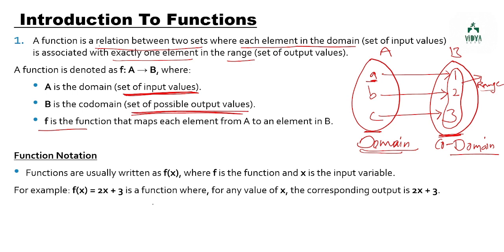Remember, function means exactly one element only should be mapped for the domain values. There should not be more than one value. If there is more than one value, then that is not a function. I'm stressing so much here because this is very important. Only one element should be associated with one element of the domain. You got my point. If one element of A has more than one element associated in B, then that is just a relation, not a function.